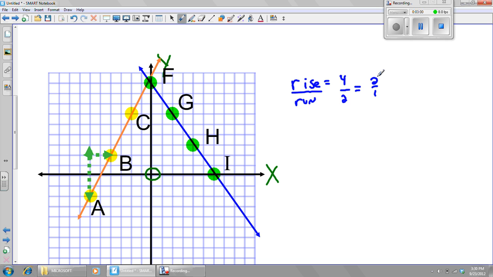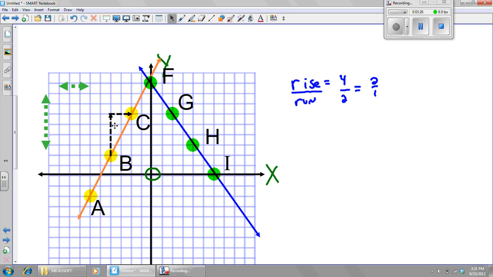Now I want to show you something really cool here. Let's say you had picked points B and C. Well, I could count up. Let me get a marker here, and see, I'm going to count up from B to C, and I'm going to go 1, 2, 3, 4, and then I'm going to count 1, 2. I got the same fraction, didn't I?